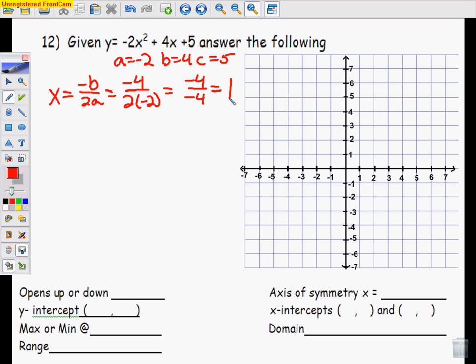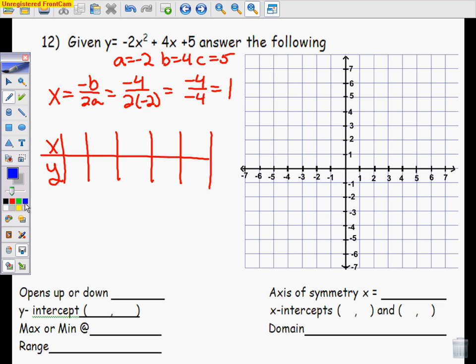Okay, so now we're going to make a table based around our vertex. Now the value of your vertex always goes into the middle of your table. So we're going to put 1 in the middle. And then I generally suggest that you pick integers to the right and left of your vertex. So bigger than 1 are 2 and 3. Smaller than 1 are 0 and negative 1.